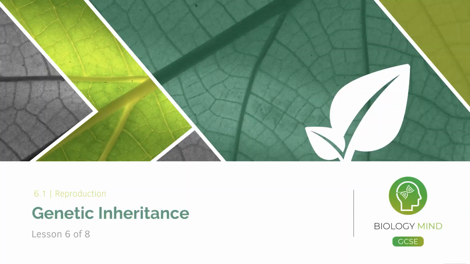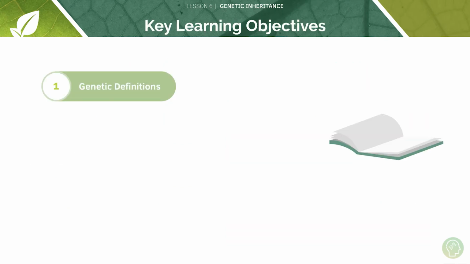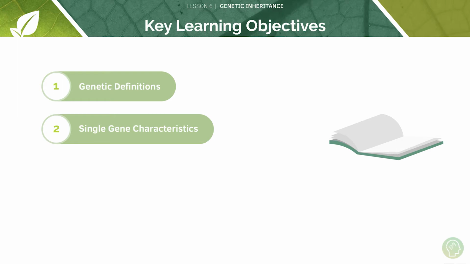So let's get started. Hello, and welcome to this tutorial on genetic inheritance. In today's tutorial, we're going to be having a look at some basic definitions, single gene characteristics, and finally coming on to have a look at Punnett squares and what we mean by them.